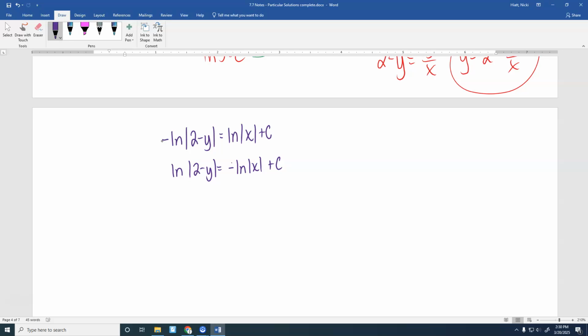Now, you've got an issue because this negative is out front. What could you do with that coefficient? It's like a negative 1. What could you do with it? If I divide it off, it goes back over here, which is where I tried to get rid of it from. It can go in as an exponent. So I got natural log absolute value of 2 minus y equals natural log of absolute value of x to the negative 1 plus c.